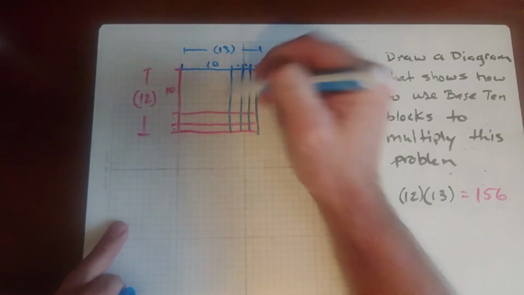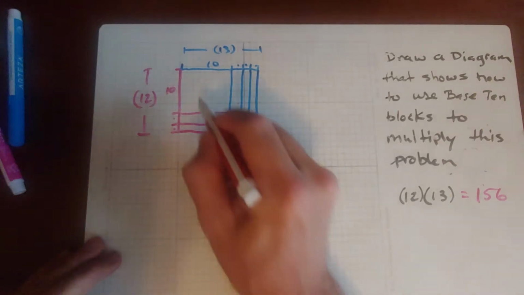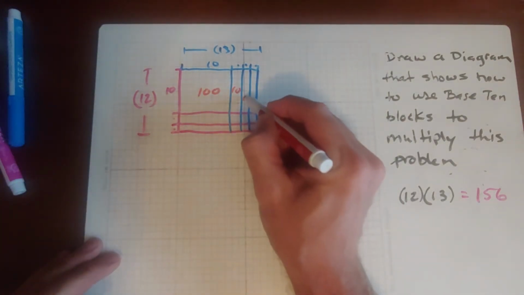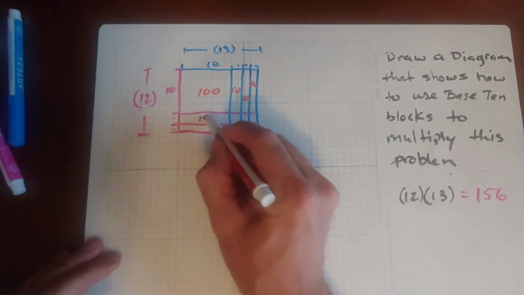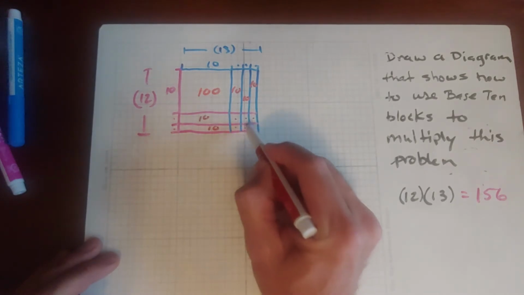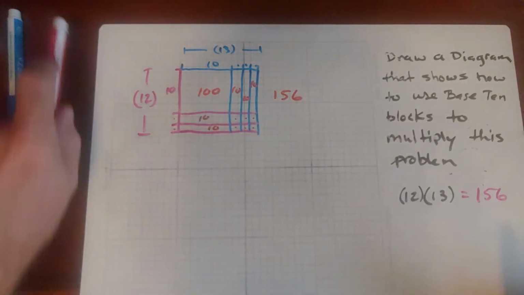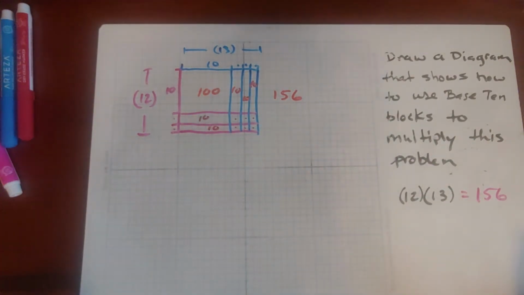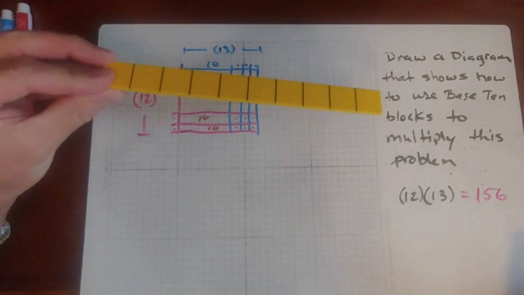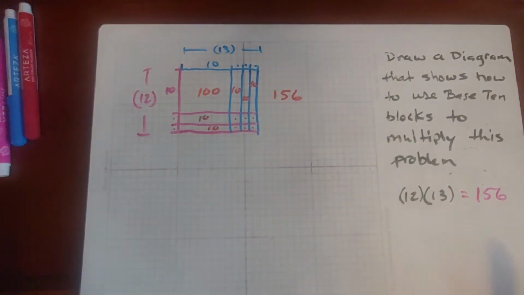Just like that. And when I'm done, there's my 100, and there's a 10, 20, 30, 40, 50, 51, 52, 3, 4, 5, 6. So I end up with 156. Of course, we already knew it was 156, but that's what you could have drawn. And this drawing is a representation of using these tiles.